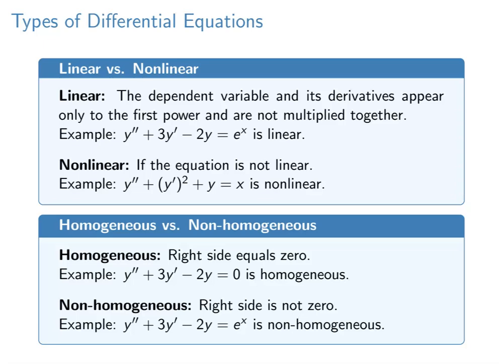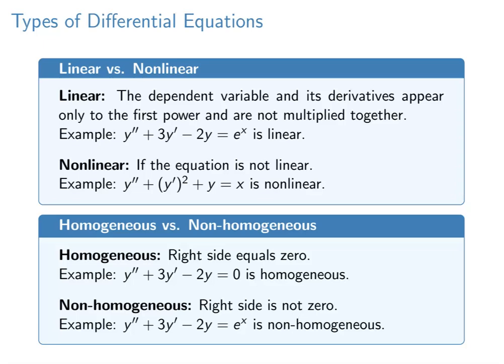Now next is types of differential equations. So, linear versus non-linear differential equations. Linear: the dependent variable and its derivatives appear only to the first power and are not multiplied together. So here, y'' + 3y' - 2y = e^x is linear, because there is no multiplication with the dependent variable.